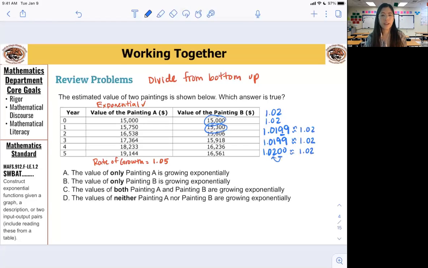So what does that mean? Is it exponential? Yes, it is, because you got the same exact answer. That's what you look for. If you have the same answer every single time, then you bet yourself it is exponential. And that number that you get constantly, that's the rate of growth.